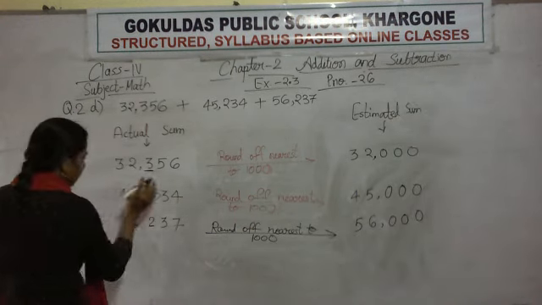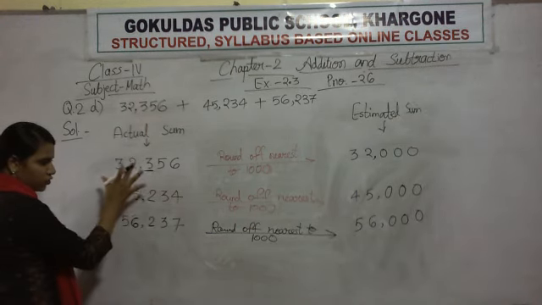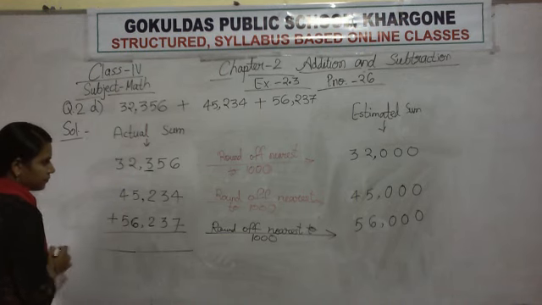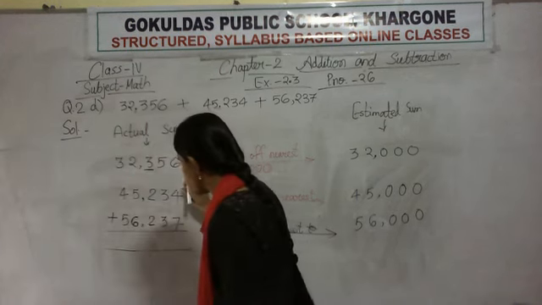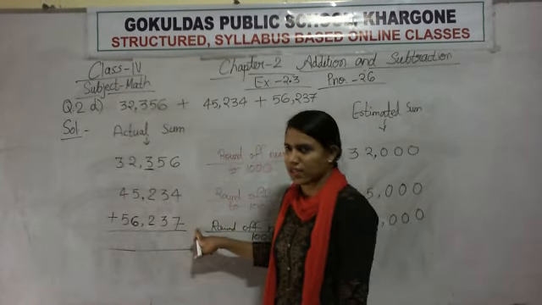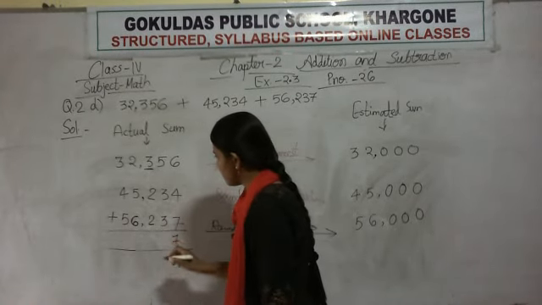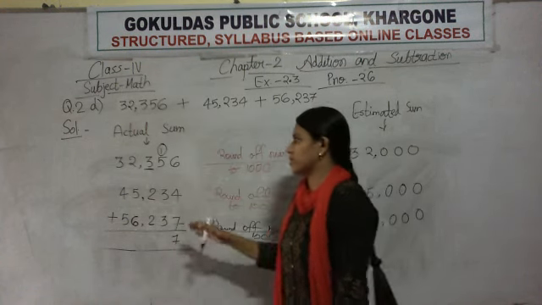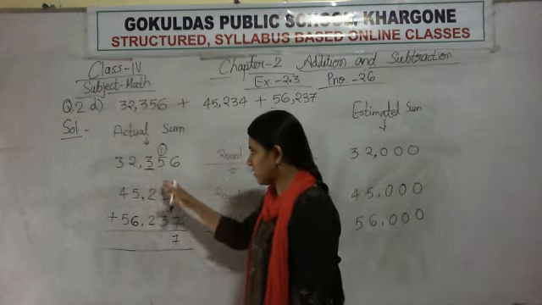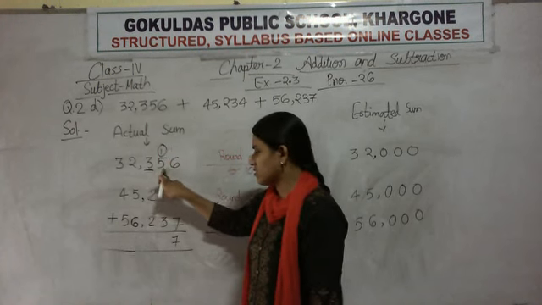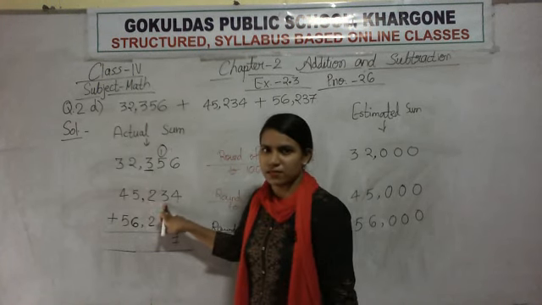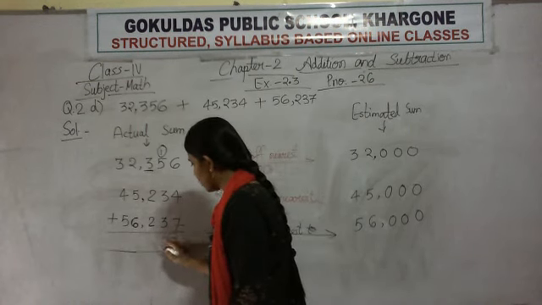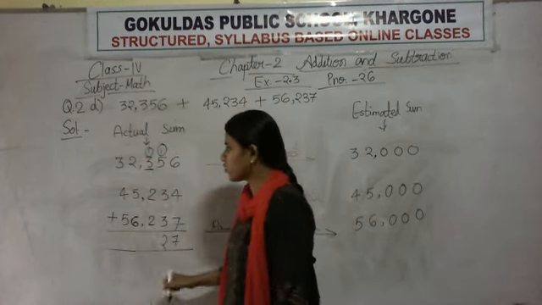Now find the sum. For finding the sum, you have to arrange the numbers column wise. Put the plus symbol. Now add 6 plus 4. 6 plus 4 is 10. 10 plus 7 is 17. So I am writing 7 here and 1 is carried over. Now add the digits in the tens column. 1 plus 5 is 6. 6 plus 3 is 9. 9 plus 3 is 12. So you will write 2 over here. 1 is regrouped with the next column.